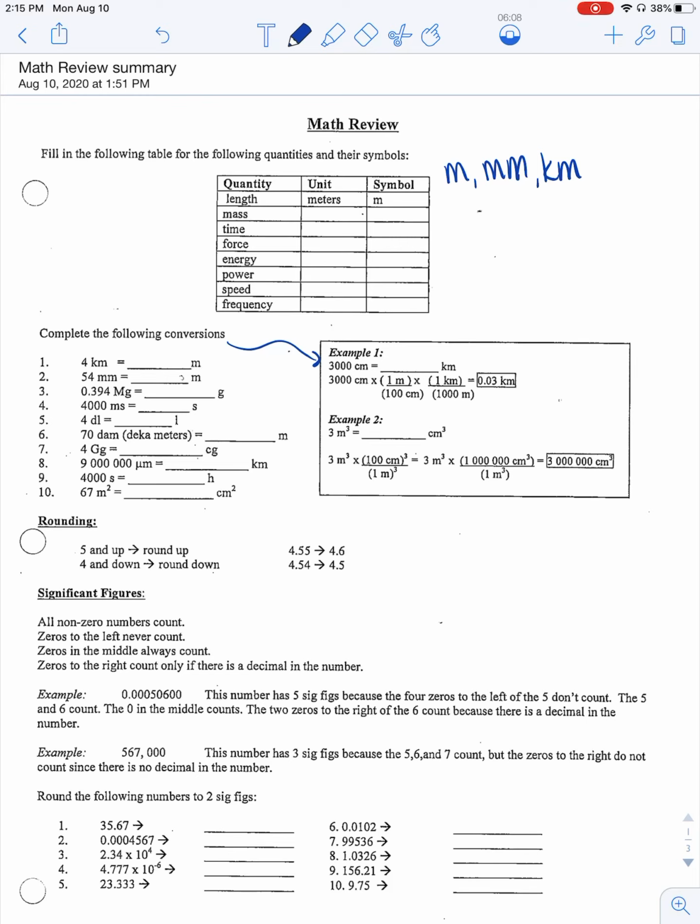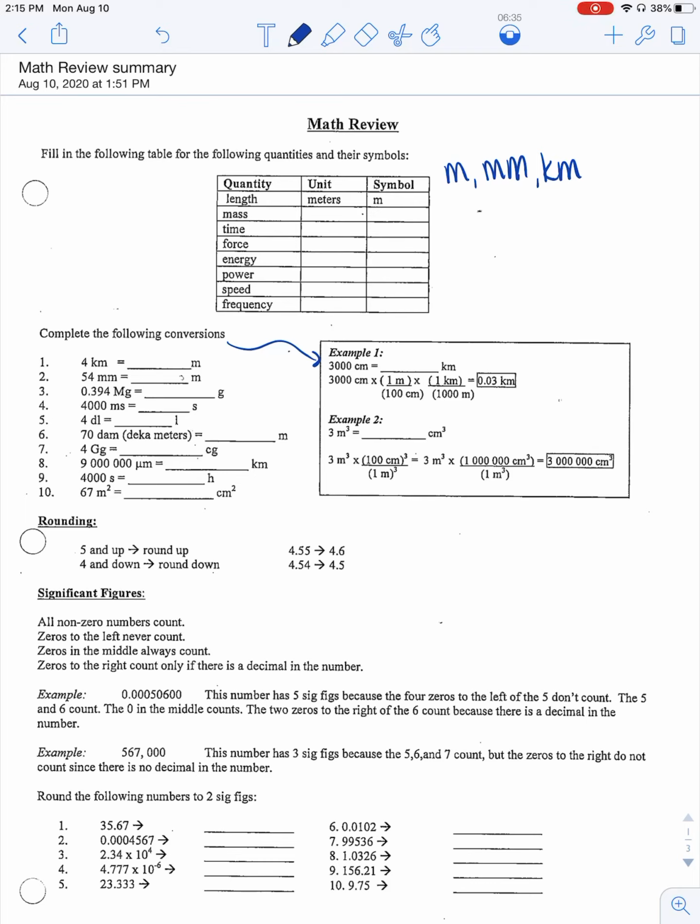Okay, so rounding: 5 or greater, it's going to round up. 4 or less, it's going to stay the same. How many significant figures should you use in that rounded answer? In other words, should you tell me that the final answer is 1.275, or should it only have 2 significant figures, so it would be 1.3? Things like that are going to count for points, okay?